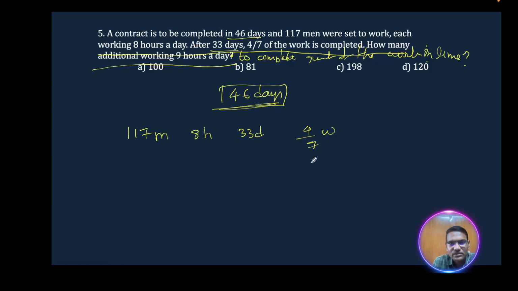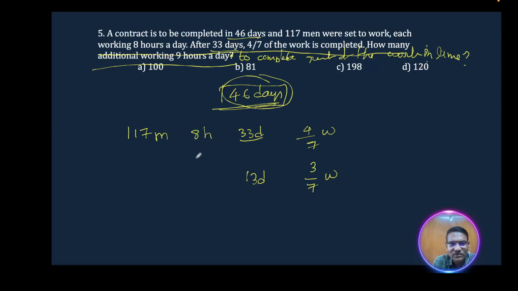Now that means what is the rest of the work? 3 by 7th part of the work is the rest of the work. Out of 46, 33 days are completed. What are the rest of the days? 13 days. Now the question is how many? That means this rest of the 3 by 7th part of the work is not going to be completed in 13 days. They need additional men and additional working hours.